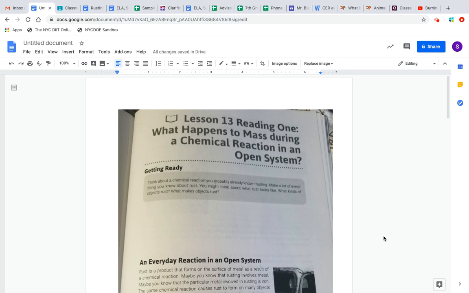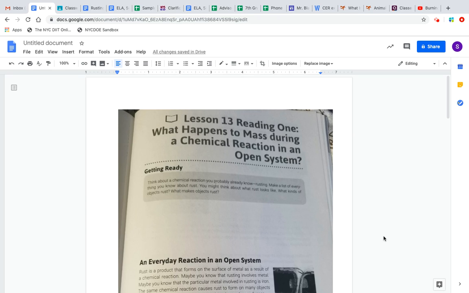But in the meantime, today's lesson is going to be lesson 13, reading 1. If you join me in the chat room in our meet, we'll be reading it out loud. But in the meantime, I'll be sharing here and reading it for your hearing. So again, it's lesson 13, reading 1. What happens to mass during a chemical reaction in an open system? Open system is something you learned about yesterday. I introduced it in your vocabulary. You didn't actually learn about it, but we'll dig deeper and learn a little bit about open system today. We'll also be talking about it tomorrow. And by Friday, you should be masters of open and closed systems.